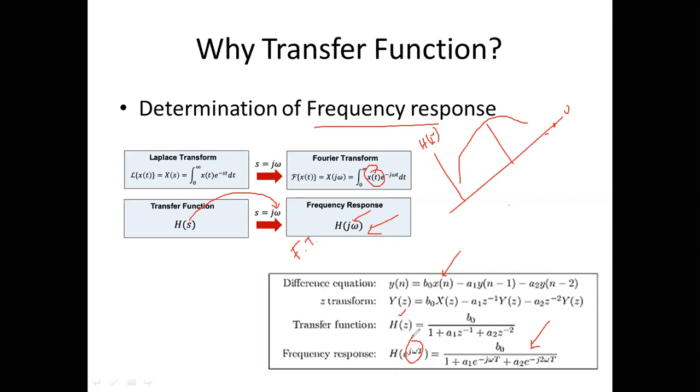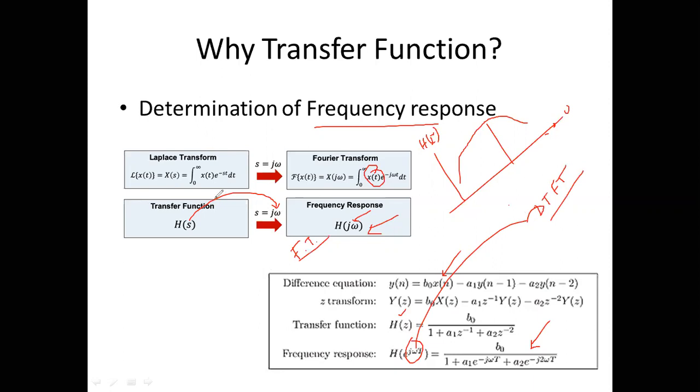If I replace z by e to the power j omega in the digital transfer function, I will get the discrete time Fourier transform. Remember this. We have not covered the DTFT yet, so we'll come to this chapter later. We'll study the Fourier transform and DTFT.